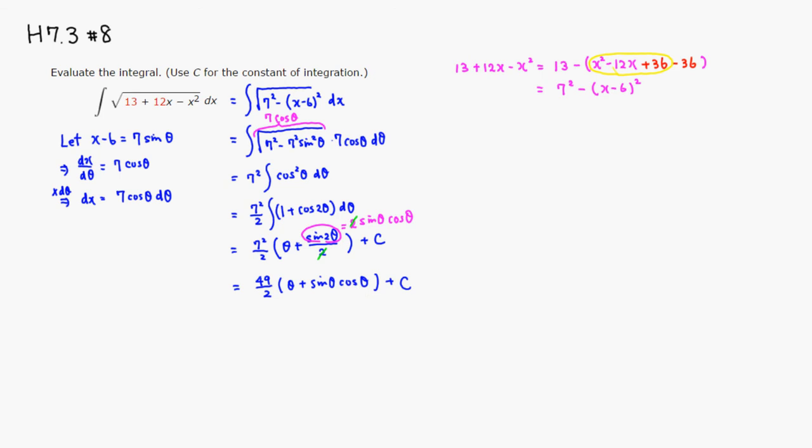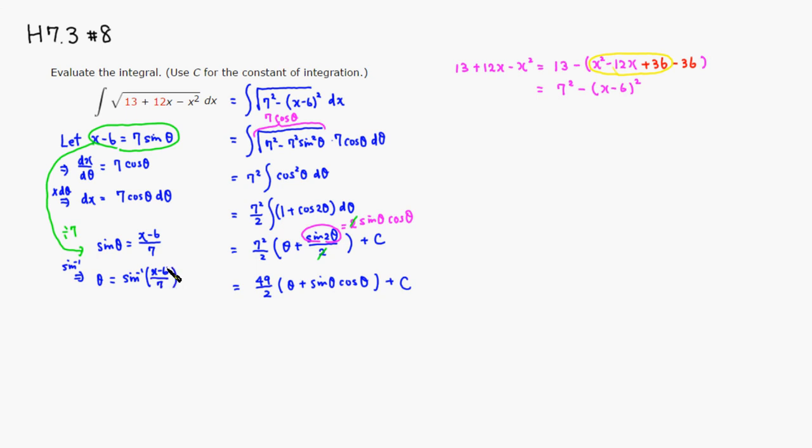So let's do that. From the substitution here, I'm going to divide through by 7. So we get sine of theta is simply x minus 6 over 7. So we already know sine, and for theta we can take the arc sine of both sides. So theta is equal to arc sine of x minus 6 over 7.